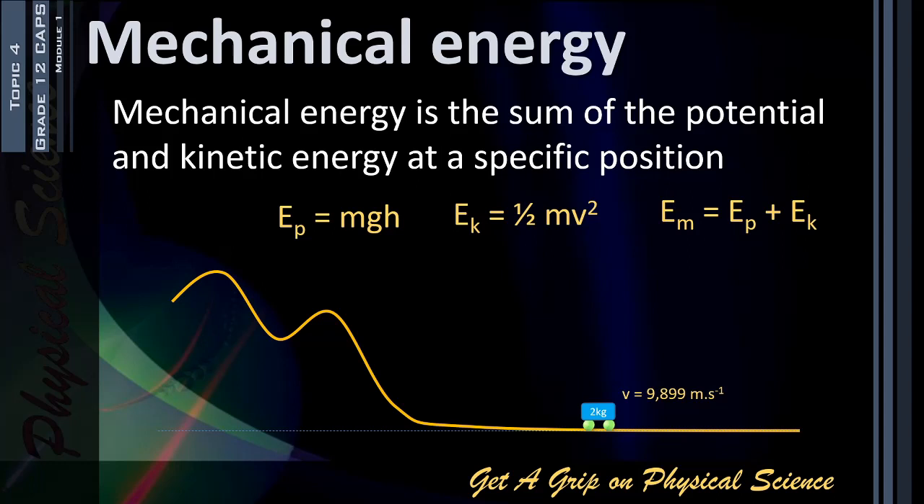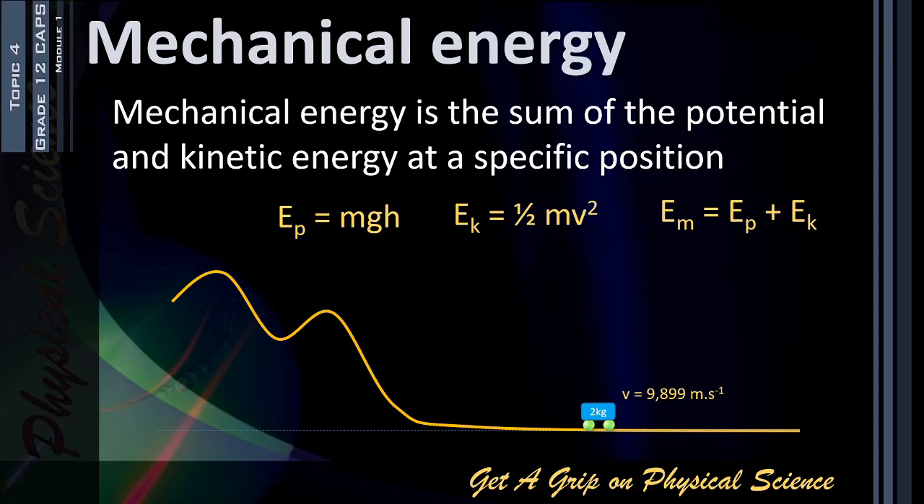But the mechanical energy should still be constant because there's no friction involved, and we know that mechanical energy should be conserved if there's no friction. So let's look at the calculations.